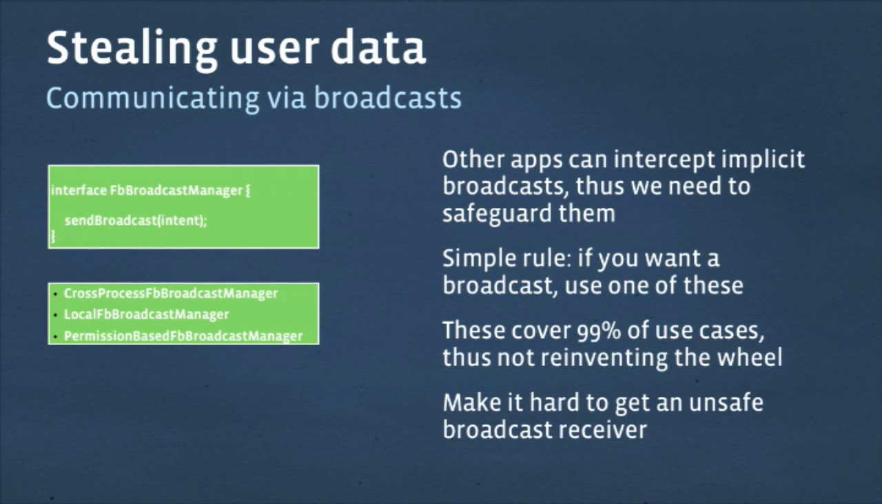Instead of using broadcasts directly, if you want to send a broadcast cross-process, you use cross-process broadcast manager. If you want to send a broadcast inside your process, you use local broadcast manager. If you want to send a broadcast across apps based on a permission, you use permission-based broadcast managers. All of these enforce at least one degree of security, in that other applications cannot get your data, essentially. And it makes it hard to do the wrong thing. We're using lint rules, so it makes it hard to do the wrong thing.